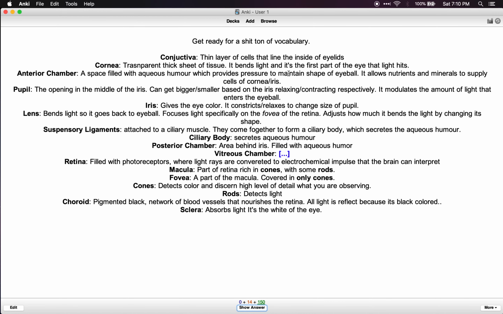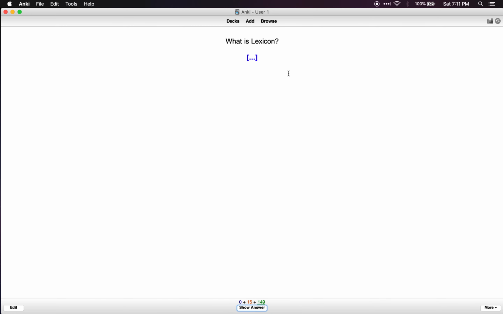The vitreous chamber contains the vitreous humor and supplies nutrients to the cones and rods. It is filled with vitreous humor, provides pressure to the eyeball, and gives nutrients to the inside of the eyeball.